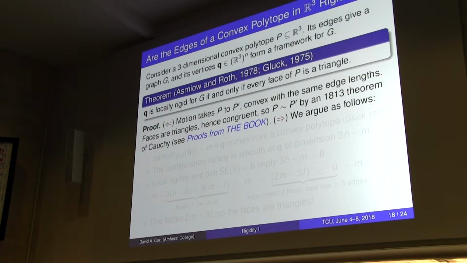So let's do a theorem now. Are the edges of a convex polytope in R3 rigid? So you take a three-dimensional convex polytope. I just happen to have one right here. It suffered a little bit. I should have checked it. So this one is not only not rigid, it's broken.